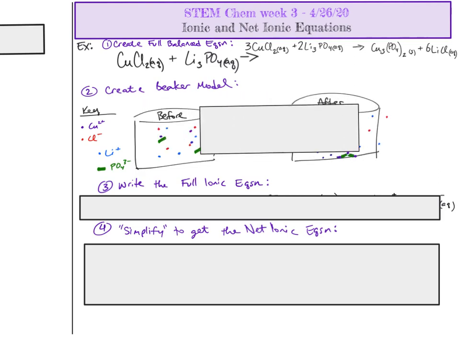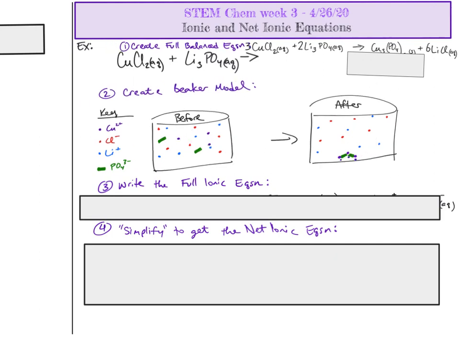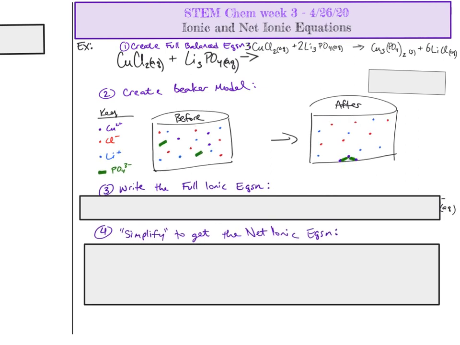So for our beaker model, let's hope I can actually do this without ruining everything. You can see I've drawn in all our particles. They're all there. And on the left-hand side, everything's floating around in solution. And on the right-hand side, everything's in solution except that, what do we have? The copper phosphate floating at the bottom.